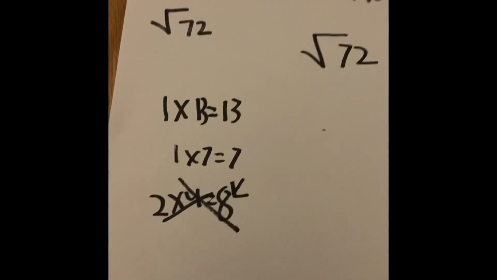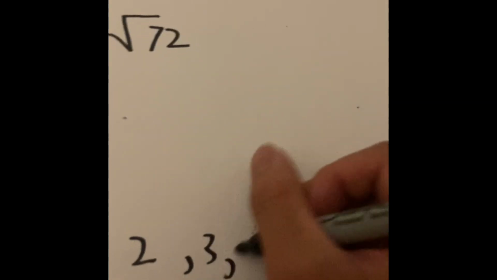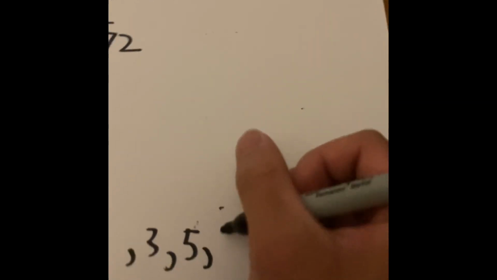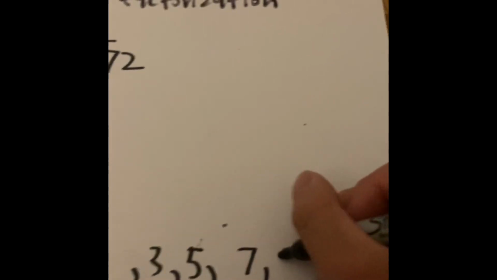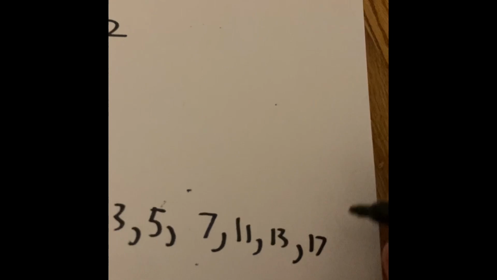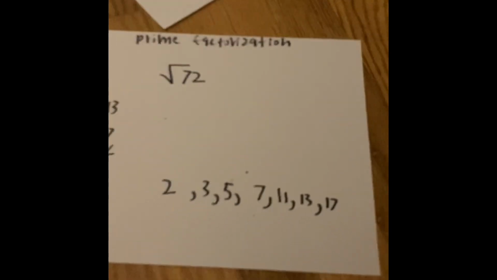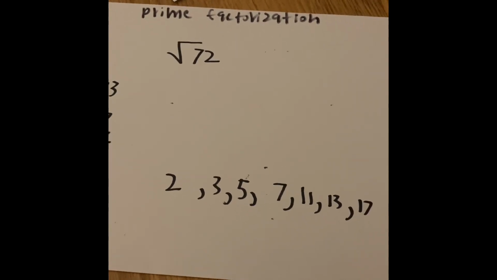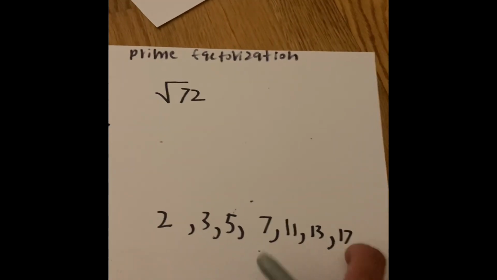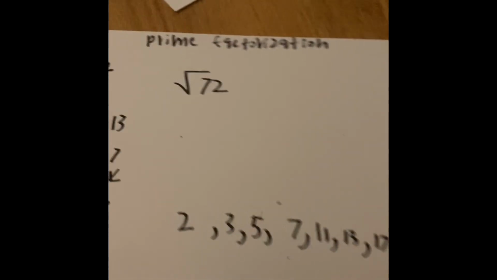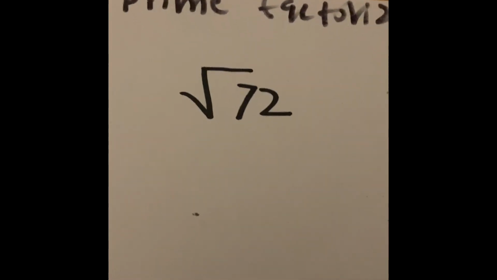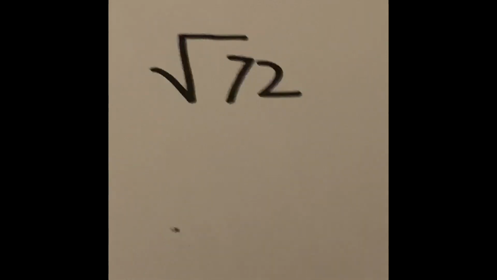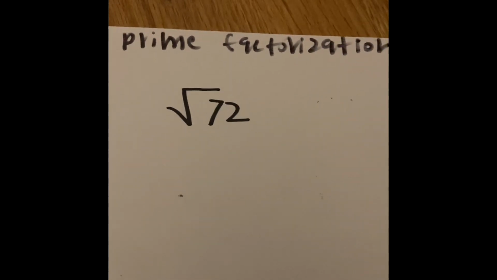So let's gather the prime numbers. We have 2, 3, 5, 7, 11, 13, 17, etc. So those are the first 7 prime numbers: 1, 2, 3, 4, 5, 6, 7. Now we're going to find the factors of 72 by making a tree out of it.